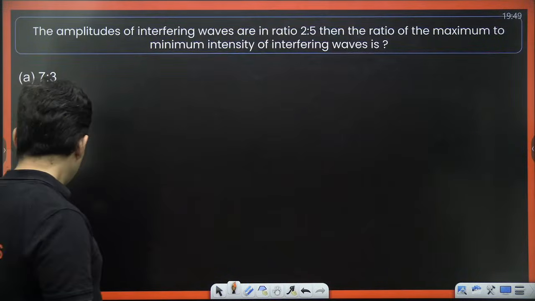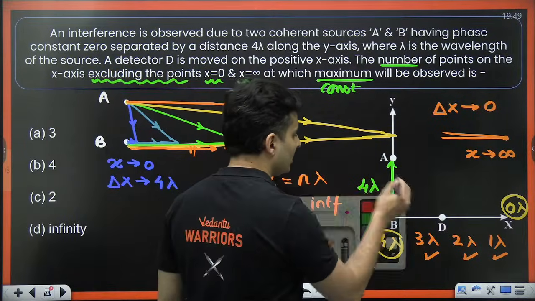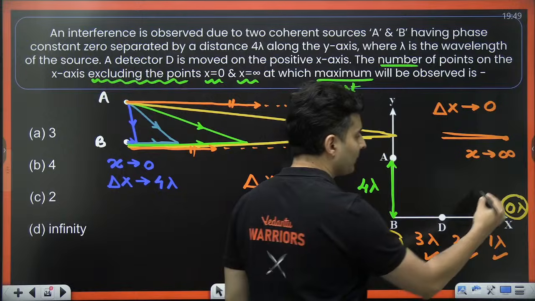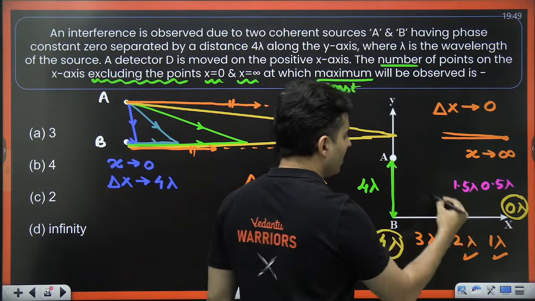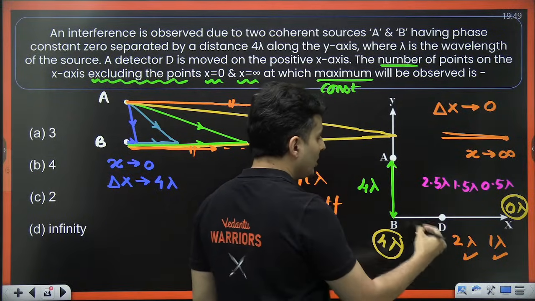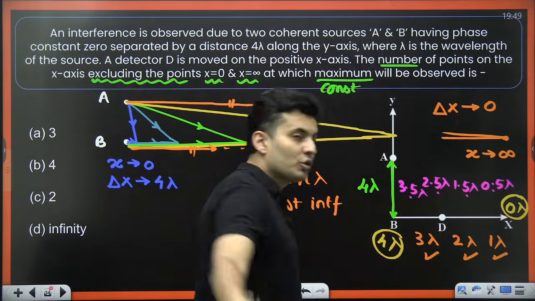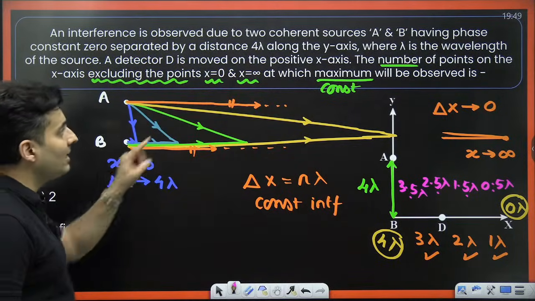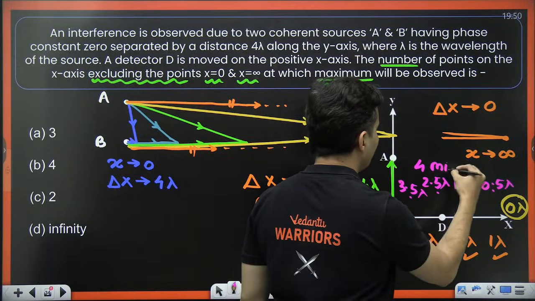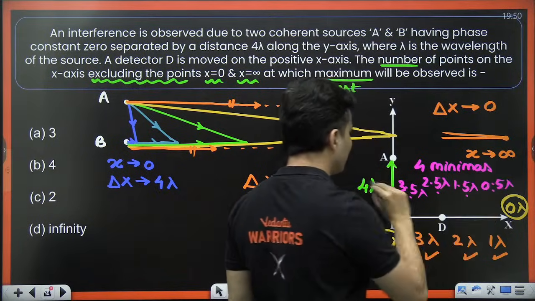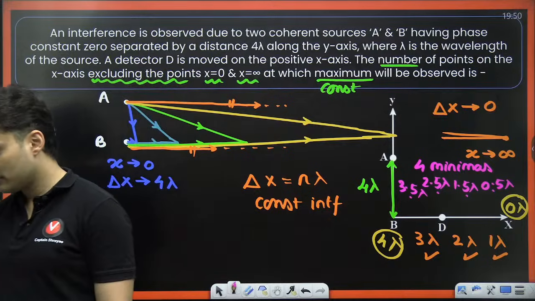So can you guess, if the question said destructive interference, what all will you get? You will get 0.5 lambda, 1.5 lambda, 2.5 lambda, and 3.5 lambda. So 1, 2, 3, 4. You will get 4 minimas. If it was a minima question, you will get 4 minimas, but that is not asked. I'm just changing the scenario of the question.